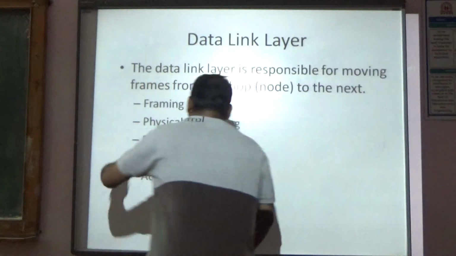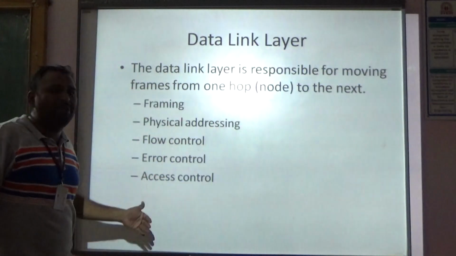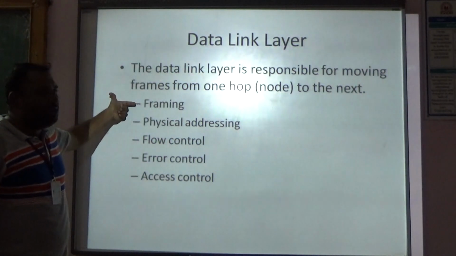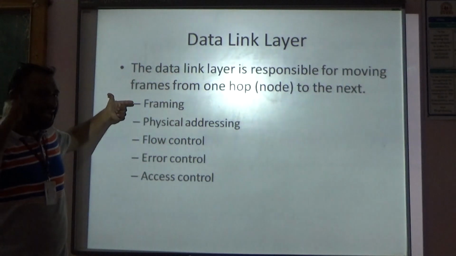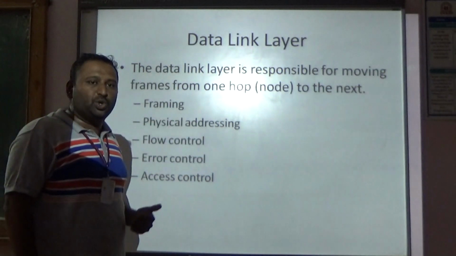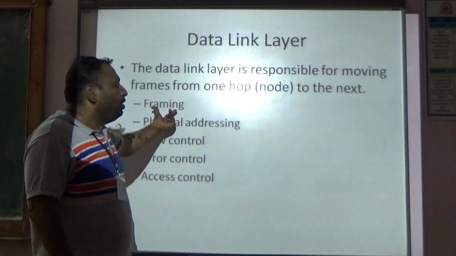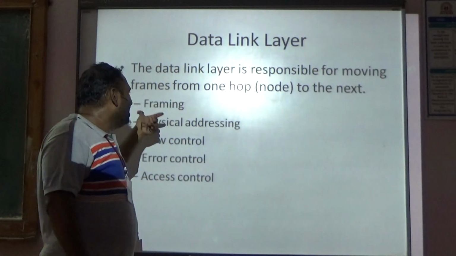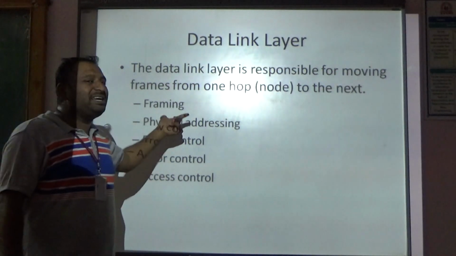And that is why the responsibilities at the data link layer start with framing. The first thing done at the data link layer is that the information available in the form of ones and zeros is converted into a number of frames. That is the responsibility called framing, followed by physical addressing.